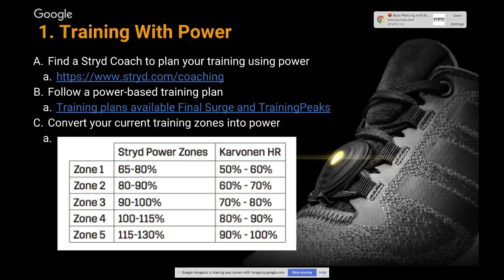We have a table here that talks about how to convert heart rate zones directly to power zones. So if you have a plan you're satisfied with, or a plan you used in the past, just take those heart rate zones you used to have and directly convert them to power zones.